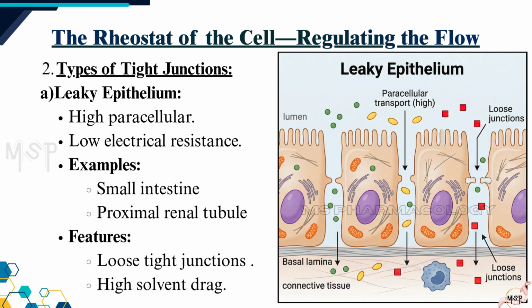Not all barriers are created equal. There are two distinct epithelial builds: leaky epithelium and tight epithelium. These differ fundamentally in structure, function, and permeability, depending on tissue needs. The leaky epithelium is found in places like the small intestine and the proximal renal tubule. These have loose junctions designed for high-volume transport. They have low electrical resistance, allowing for massive solvent drag to move nutrients and water quickly.